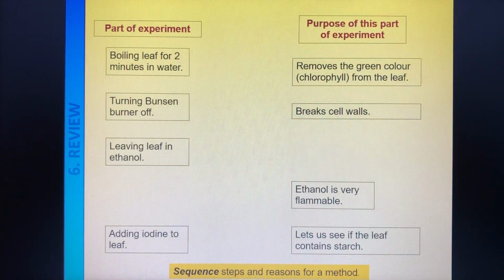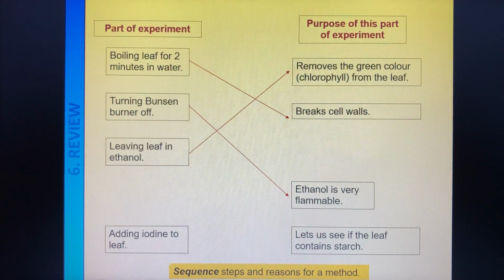Okay, so we've got parts of the experiment and the purpose of this part of the experiment. Now, this bit we'll take as an optional activity. So you don't have to write notes on this if you're happy with this information. So, boiling the leaf in water was to break down the cell wall. Turning the Bunsen burner off was because ethanol is very flammable. Leaving the leaf in ethanol removes the chlorophyll from the leaf, and adding iodine to the leaf lets us see if the leaf contains starch.